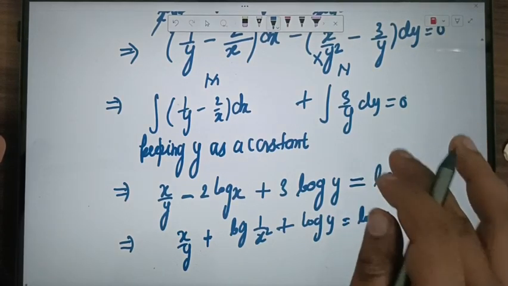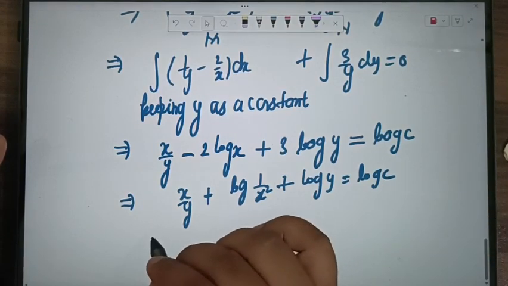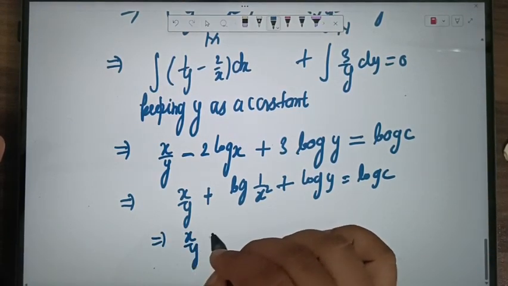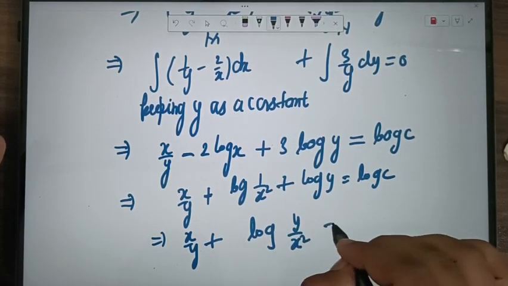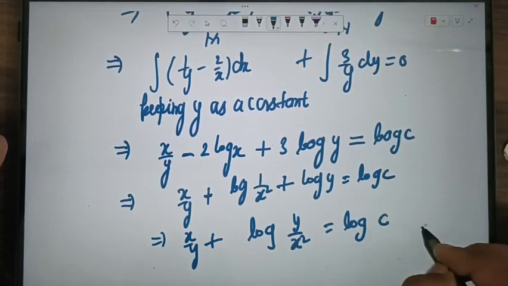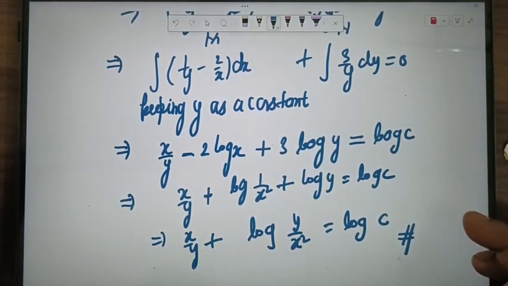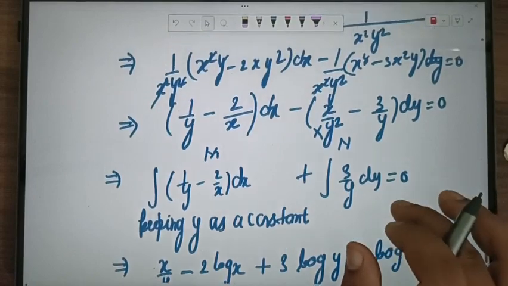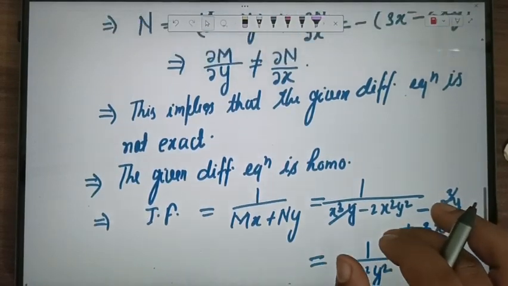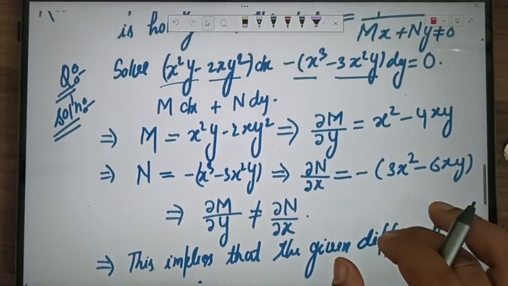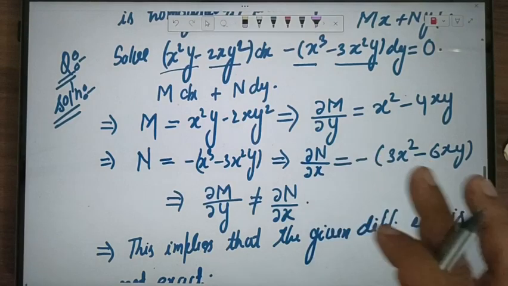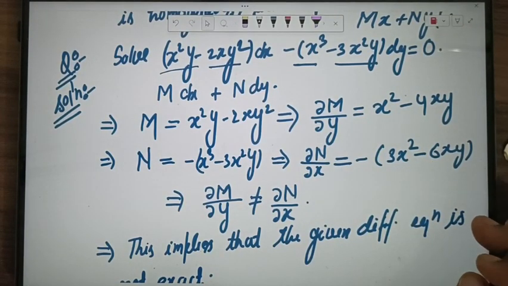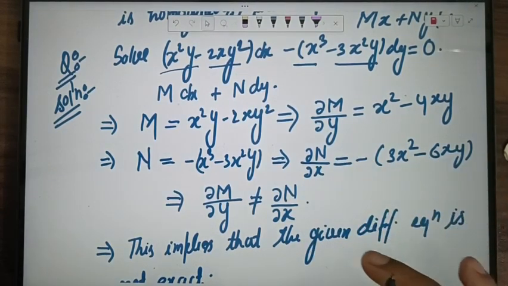And finally you can write it as x upon y and then plus log y upon x square is equals to log c. So it is your final answer. You can stop here. Okay, so guys, we have the simple methodology and simple steps to solve a reducible exact differential equation into the exact differential equation. So it was about your rule number 1: if the given differential equation is homogeneous, then we will reduce it as follows.